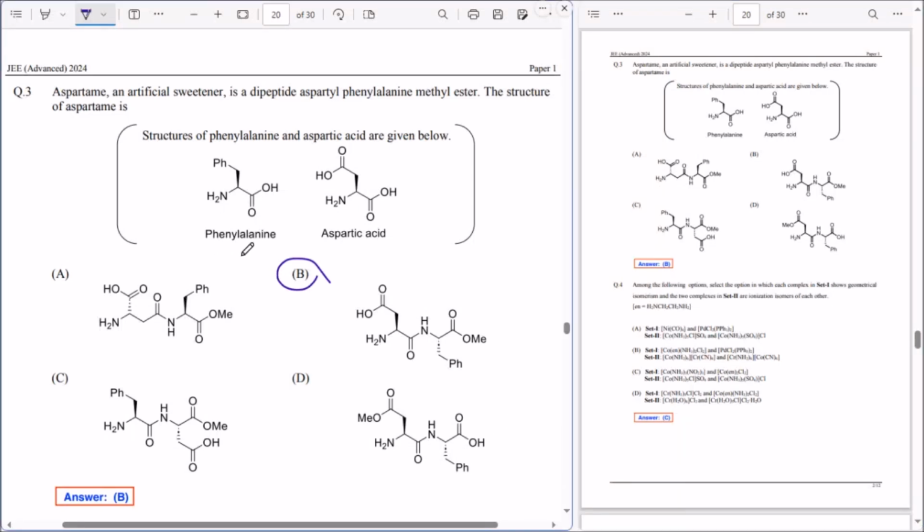Dear students, you can see phenylalanine and aspartic acid. So the peptide here, it is the peptide bond. The structure of aspartame, it's an artificial sweetener.